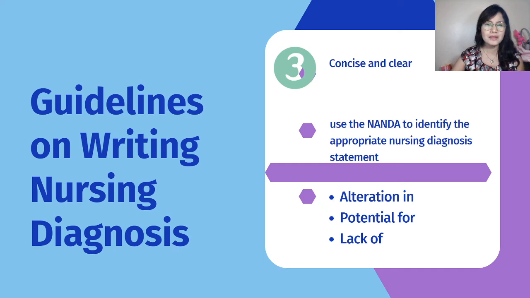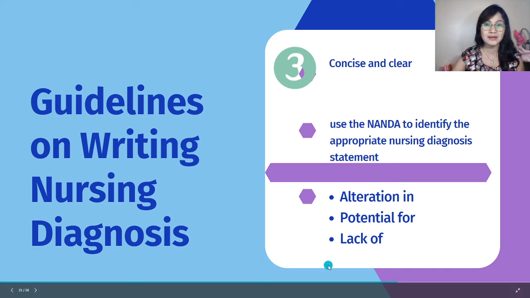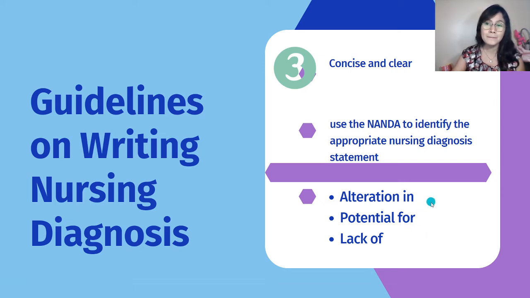These are the terms that could be helpful in writing nursing diagnosis which are unlisted, like alteration in, potential for, lack of, inadequate, and you can also make use of adjectives to allow nurses to prioritize certain conditions, like mild, severe, intermittent. These are adjectives so that you will be able to know which nursing diagnosis should come first.